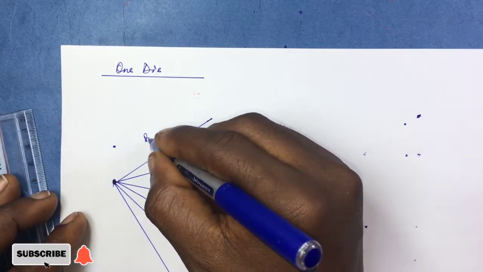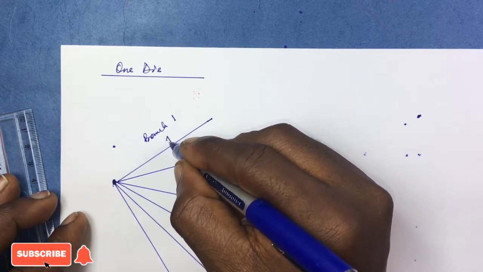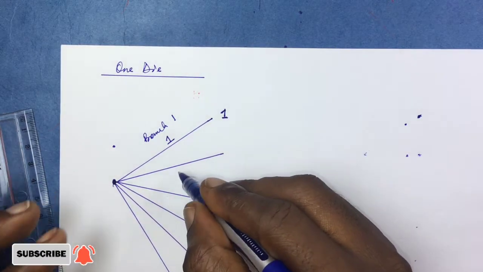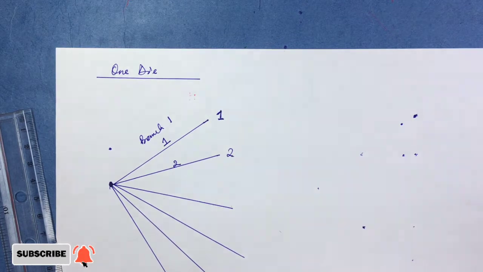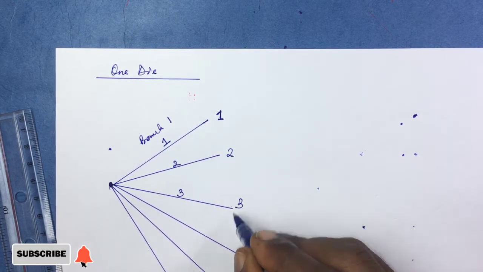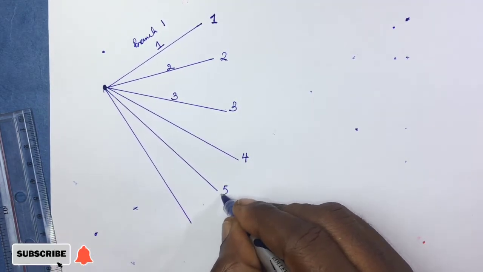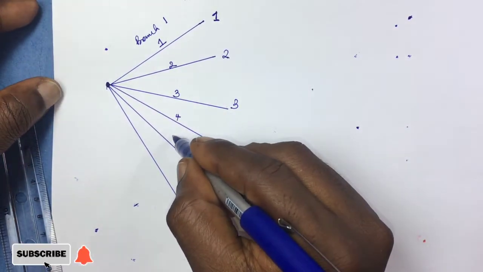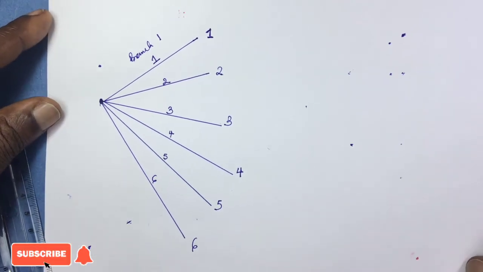So this branch 1 will cater for the outcome 1, and of course that will be the summary 1. Branch 2 will cater for the outcome 2, and that will give us the summary 2. Branch 3 will take care of the outcome 3, and that will give us the summary 3. Similarly, you would have 4, 5, and 6. Now, these are the outcomes. These are the branches. There are 6 branches because there are 6 sides of a die.